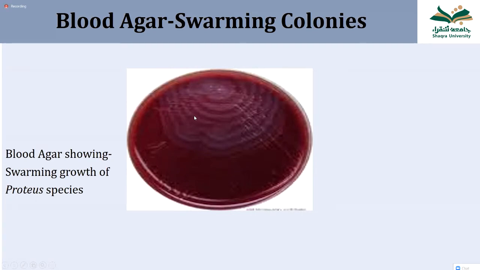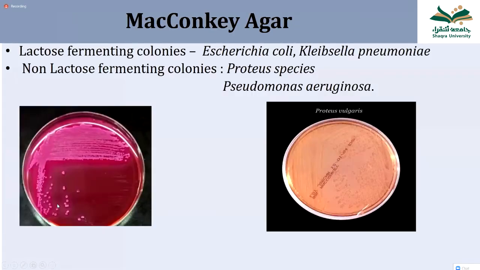If in the exam a photo like this comes, and the question is, what do you see? You should say it is a swarming growth on blood agar. Which bacteria gives this kind of growth? The answer will be Proteus.